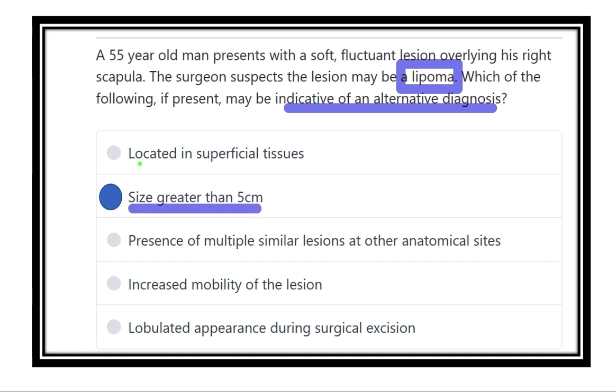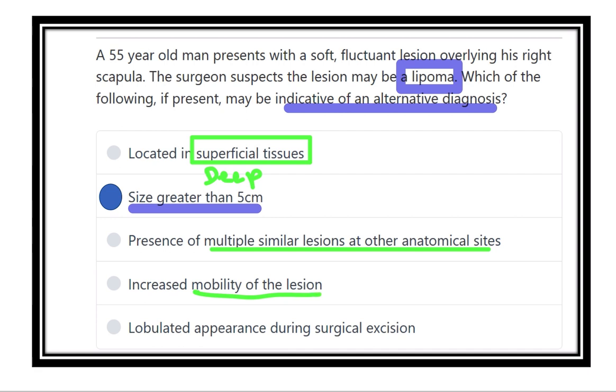Other options here: located in the superficial tissue, not that. When it is located in the deeper structure, then we should suspect liposarcoma. Presence of multiple similar lesions in another anatomical location, it is not true; multiple sites may be present. Increased mobility of the lesion, actually for sarcoma it is fixity. And lobulated appearance during the surgical excision is also not true. So the only true option regarding the sarcoma is the size greater than 5 centimeter.